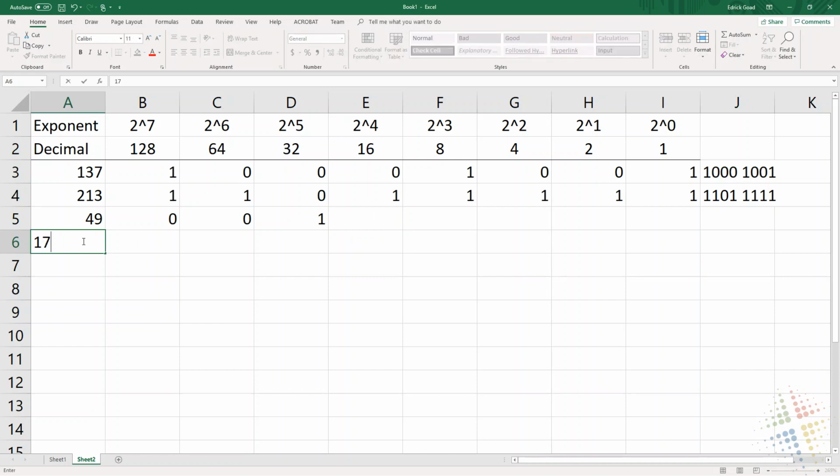Can I subtract 16 from 17? Yes, I can. 17 minus 16 is in fact 1. Now, if you're thinking ahead, you know exactly what the answer is at this point, but we'll follow the process anyway. Can I subtract 8 from 1? No. Can I subtract 4 from 1? No. Can I subtract 2 from 1? No. Can I subtract 1 from 1? Yes. Therefore, my binary number is 0011 0001.